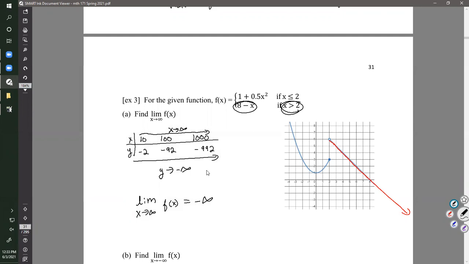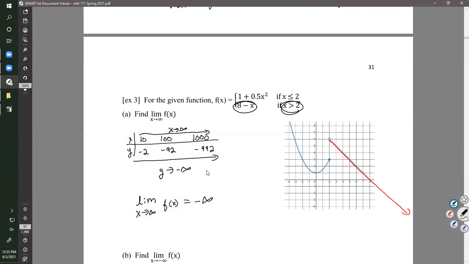Questions about this? Sometimes when there's a lot of infinities flying around, it gets a little confusing what is going to what. So any questions at all?